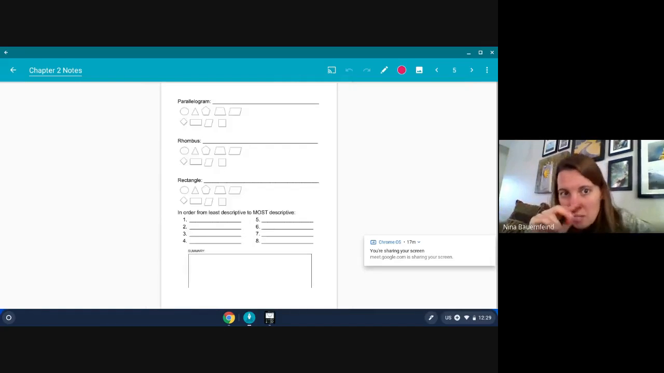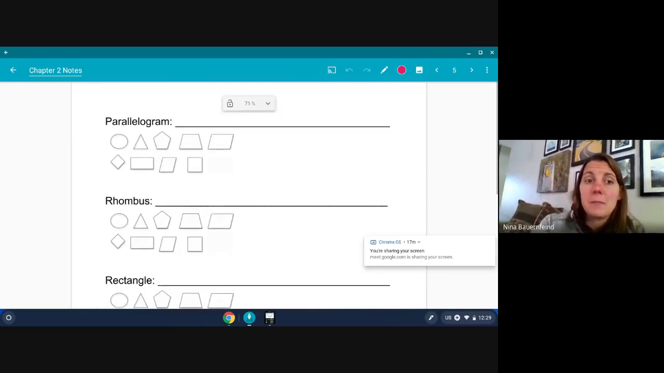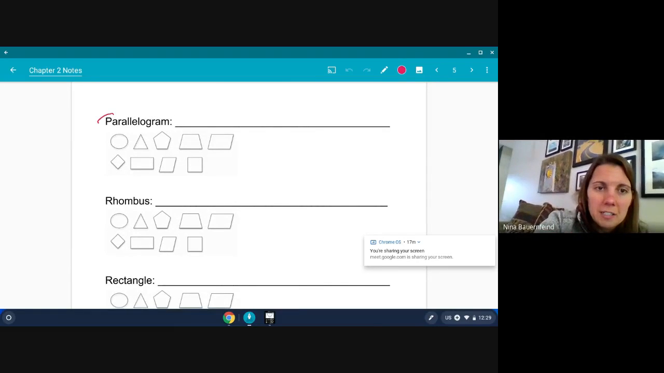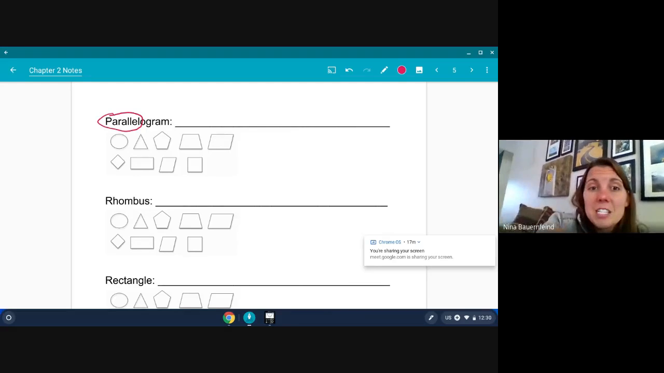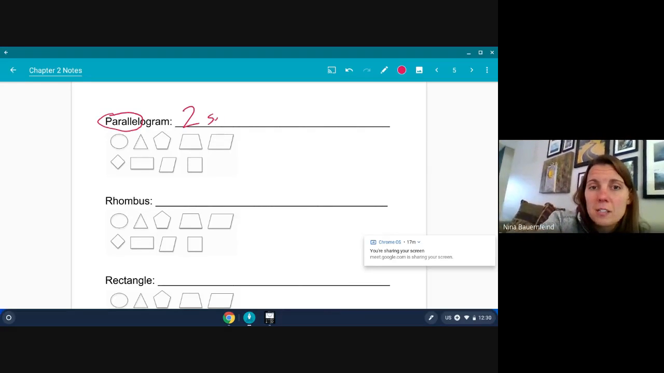All right. So then we have, as you can see, a couple more words, and at the end we're going to put them into order of worst name to most descriptive name. Okay. So next we have parallelogram. The word parallel is in it, so it's going to talk about some parallel stuff. What this has is 2 sets of parallel sides.